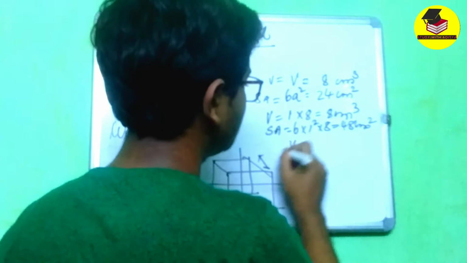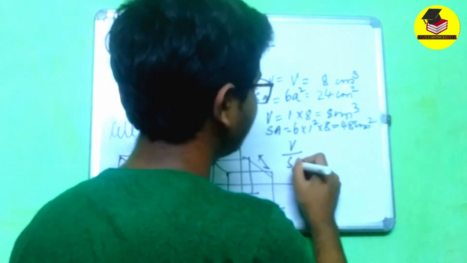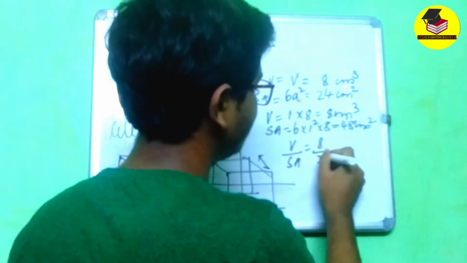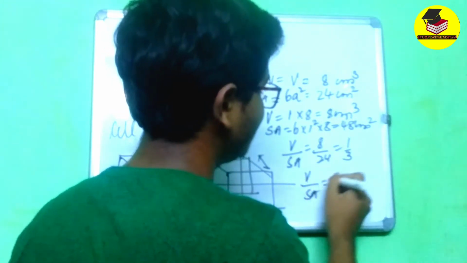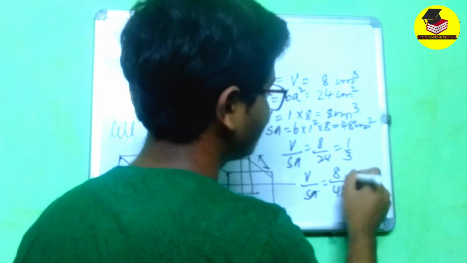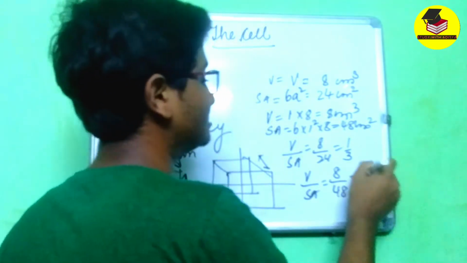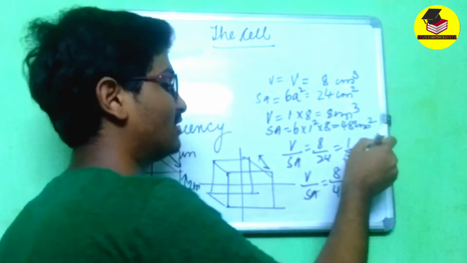Now just take out the ratio. In the first case, volume to surface area ratio is 8 by 24, that is 1 by 3. And in the second case, volume to surface area is equal to 8 by 48, that is 1 by 6. You can see that the surface area ratio increases from the first case.